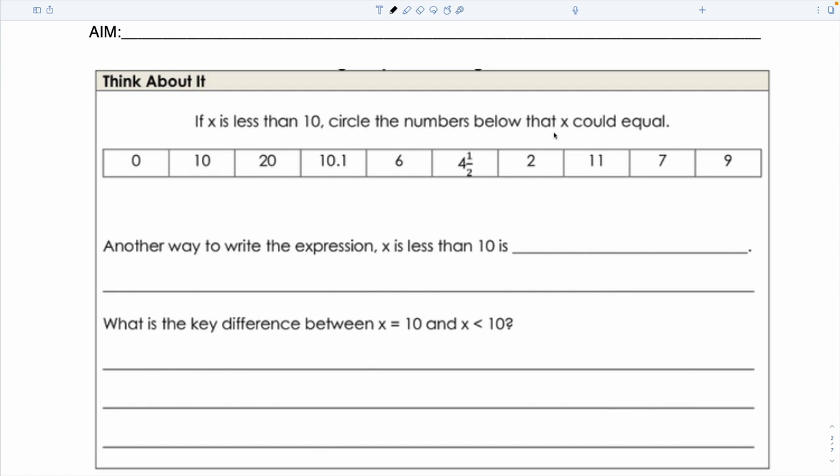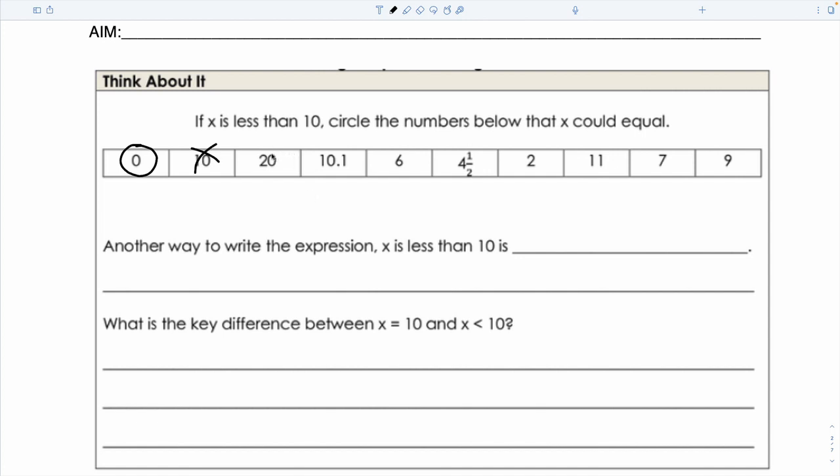Yeah, a lot of them. I'm going to read the numbers. Give me a thumb up if you think it's less than 10. 0. Correct. 10. Not correct. 10 is not less than 10. Don't circle it. Cross it out.